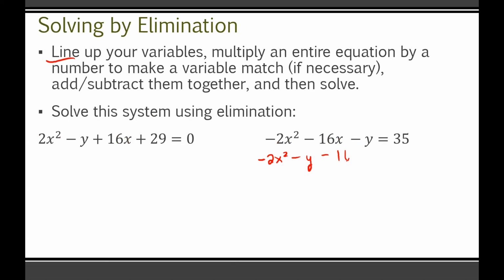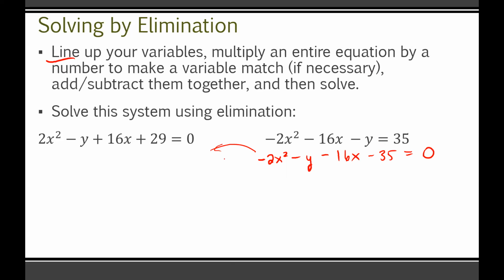Well, we have -16x, so that's fine. And then we have our number. Well, 35 is over here. Let's minus 35 from both sides. That'll make it -35 here. So good. And then we'll have an equal sign, and then that equals 0 because we moved the 35 over.